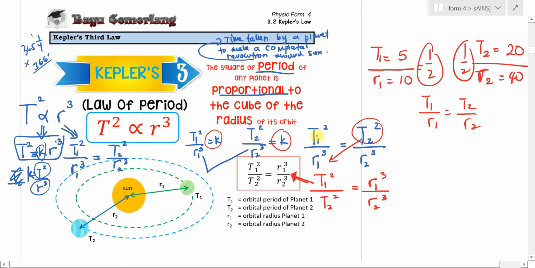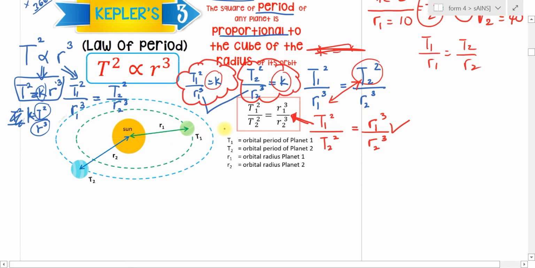I take T1's value and R1's value, I still get K. See this one. T2 with R2 still gets K. Let's do it simultaneously: T1 over R1 equals T2 over R2, because both are K equals K. Then we just arrange it. T1 at the bottom becomes T2, R1 on top, R2 at the bottom. We exchange. It comes out like this. It's just derivation. If you don't understand, it's okay. We just want to know this formula only.